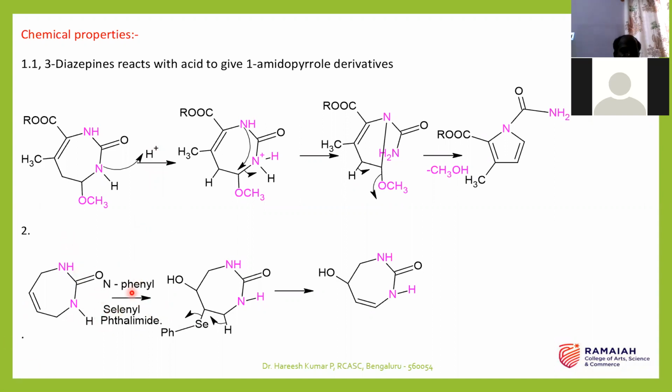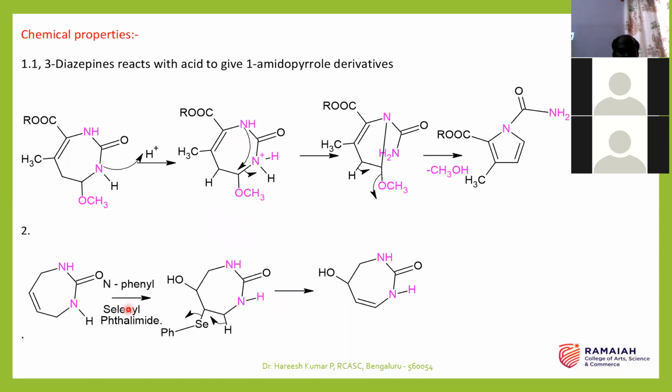So one more reaction of 1,3 diazepine: when it is treated with N-phenyl selenyl phthalimide. N you can write adjacent to Se. Se is called selenyl, and then CH2 and then phenyl. On the other side there will be a phthalimide group. Phthalimide means what, you know that, no? N, CO, CO and then a benzene ring, that is called phthalimide.